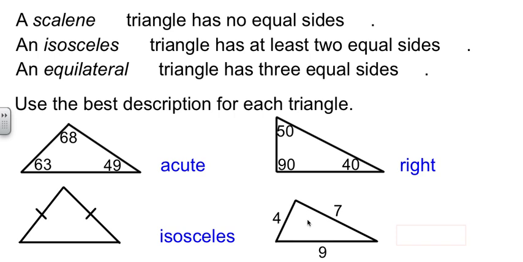And then in our fourth case here, we have three side lengths, 4, 7, and 9. None of these sides are the same, so we will call this scalene. The idea here again is you look at the information you're given and you decide based on that information which name to apply to it.